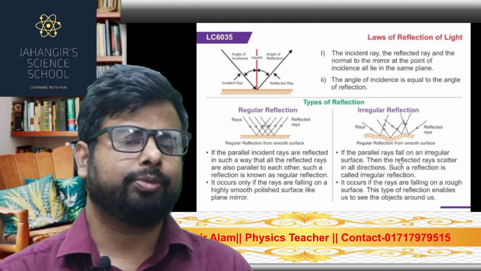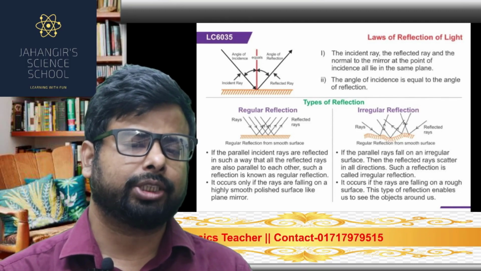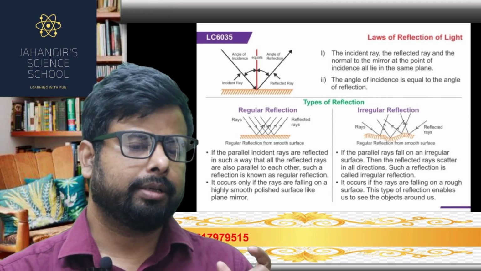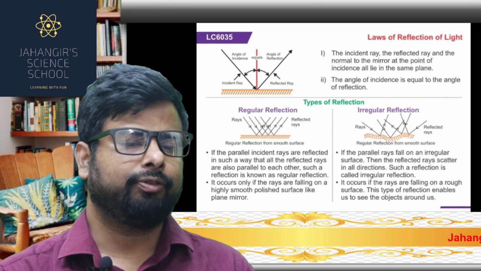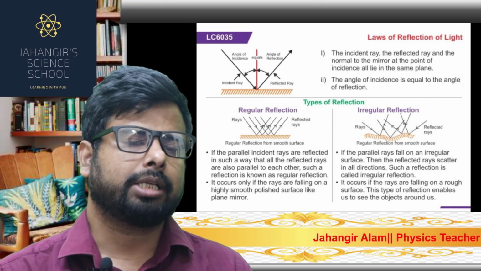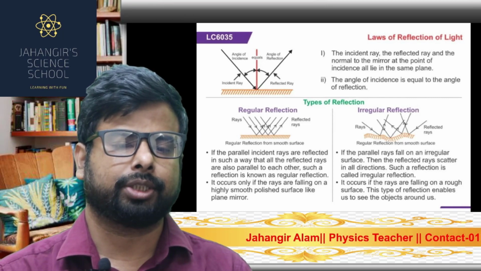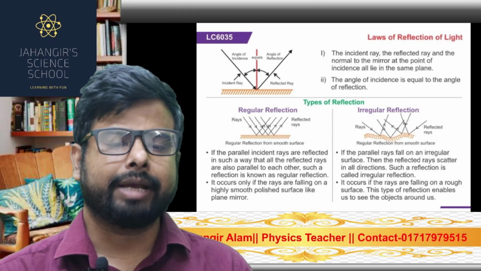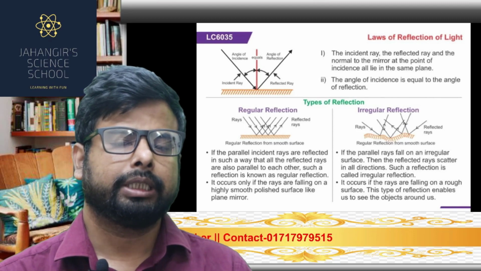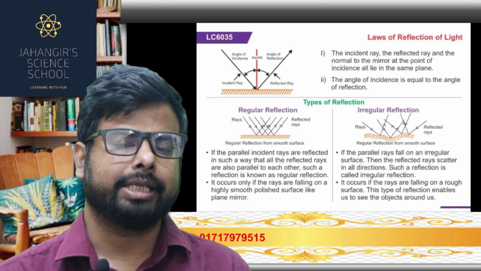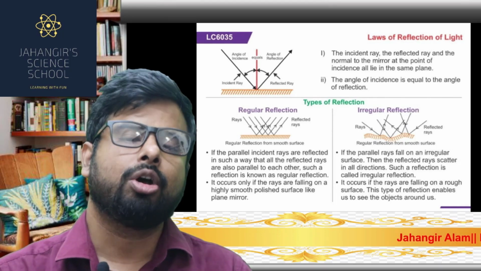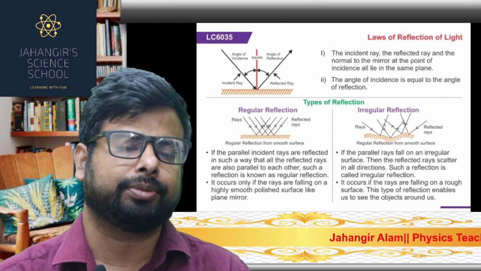There are two types of reflection. One, regular reflection, and two, irregular reflection. Regular reflection: if a parallel beam of light is incident on a reflecting surface in such a way that all reflected rays are also parallel to each other, such a reflection is known as regular reflection. On the other hand, irregular reflection: if the parallel beam of light falls on a rough or irregular surface, then reflected rays are scattered in all directions. Such type of reflection is called irregular reflection or diffuse reflection or scattered reflection.